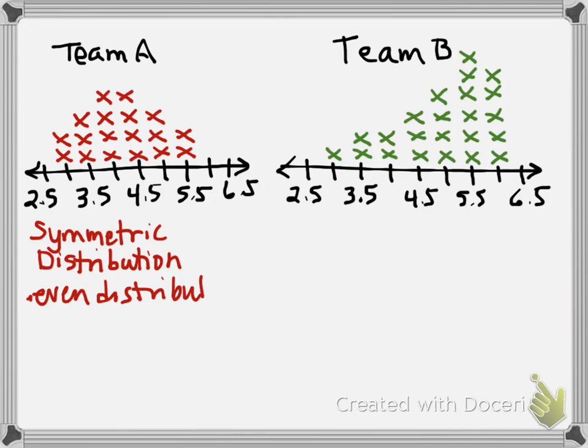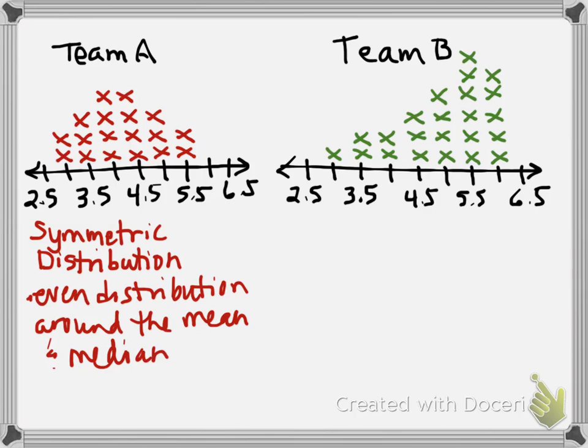around the mean and the median. In fact, in this case, most likely the mean and median would be the same number because of the symmetric distribution. Okay? So let's look at these other guys. What kind of distribution does this other team have? Lucas? Yeah. So this is a skewed to the left distribution.